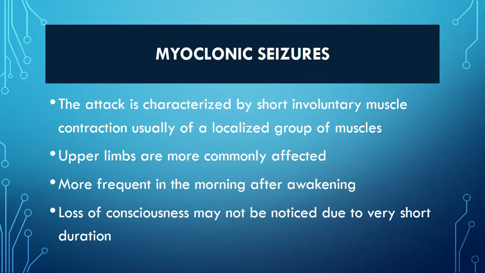Myoclonic seizures are short involuntary muscle contractions of a localized group of muscles. The upper limbs are more commonly affected. The seizures occur more frequently in the morning after awakening, and loss of consciousness is momentary.